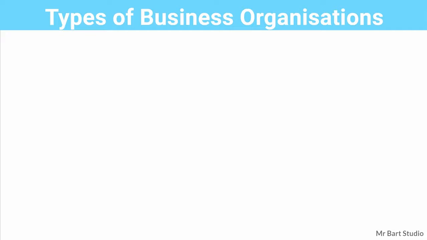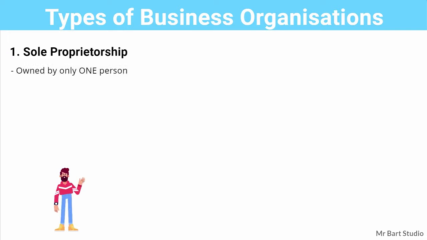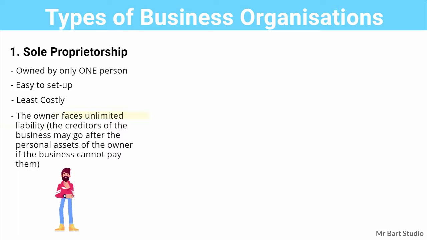Now let's look at the types of companies. The first type of company we are going to talk about is sole proprietorship. Sole means being the only one. Sole proprietor refers to the companies with only one owner. Sole proprietor is easier to set up and it is the least costly. But sole proprietor belongs to unlimited liability company, where the creditors of the business may go after the personal assets of the owner if the business is not able to pay them.